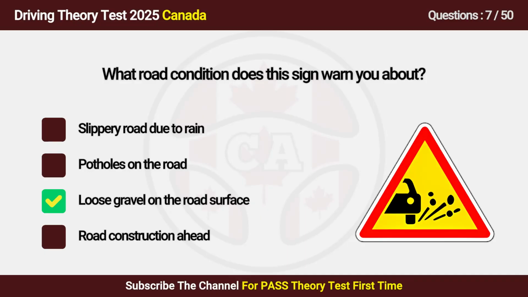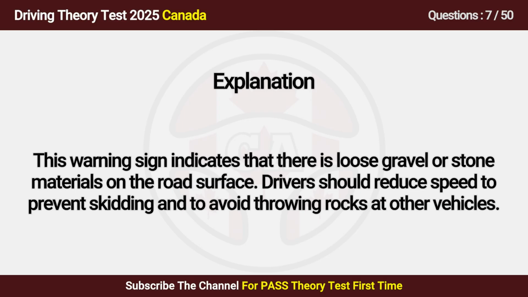Answer is C. Loose gravel on the road surface. This warning sign indicates that there is loose gravel or stone materials on the road surface. Drivers should reduce speed to prevent skidding and to avoid throwing rocks at other vehicles.